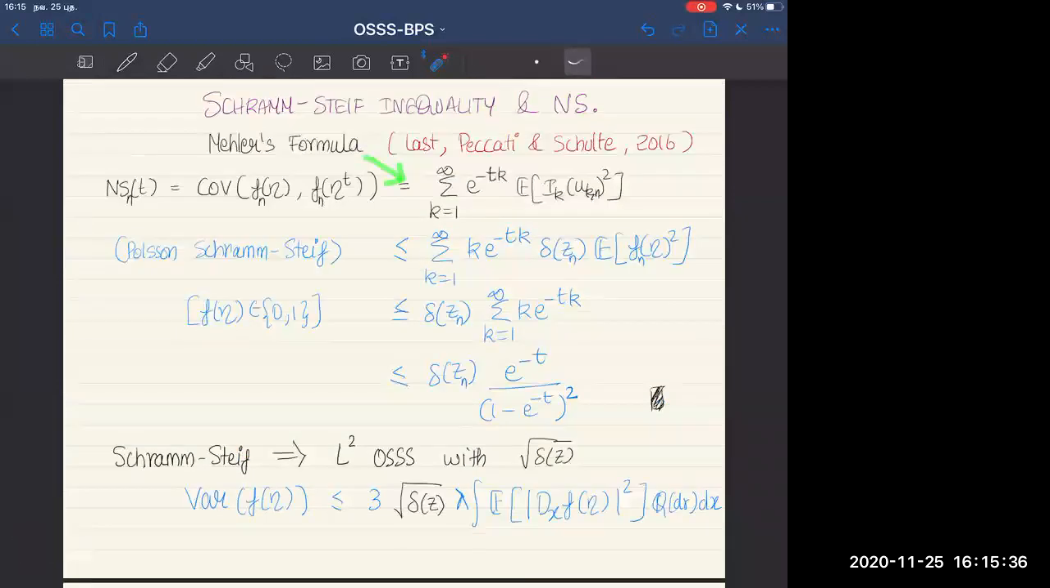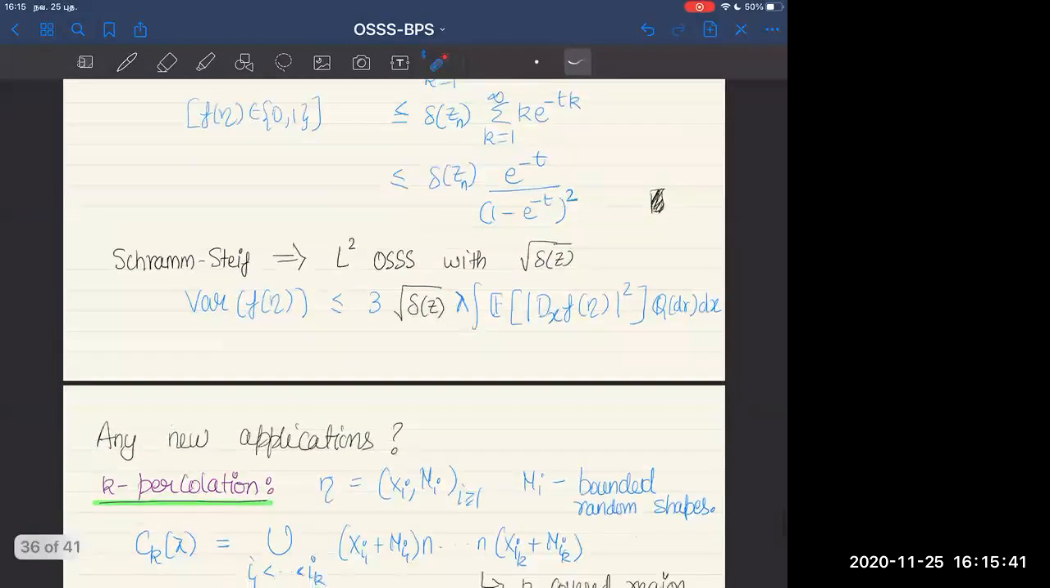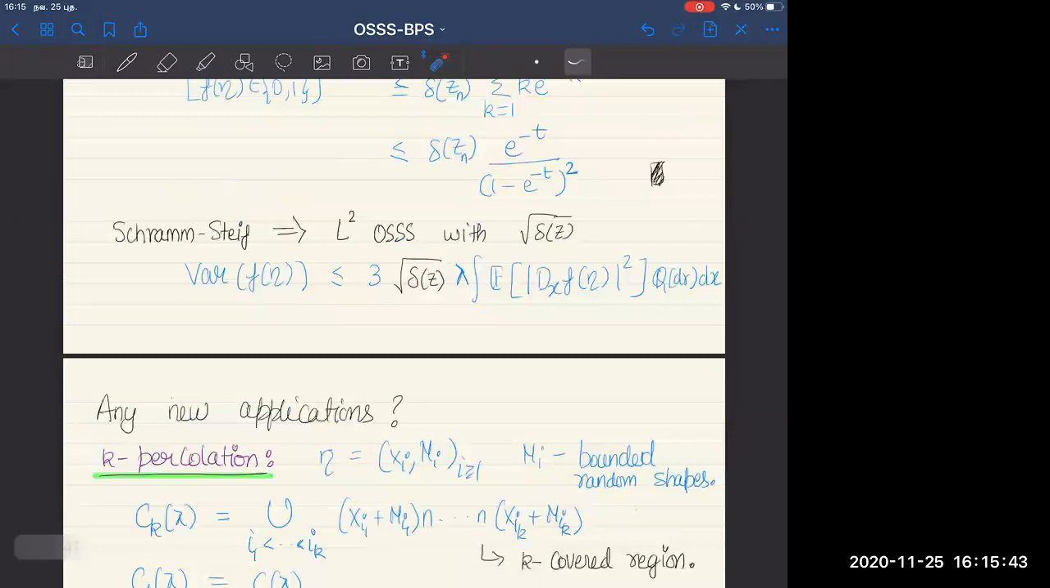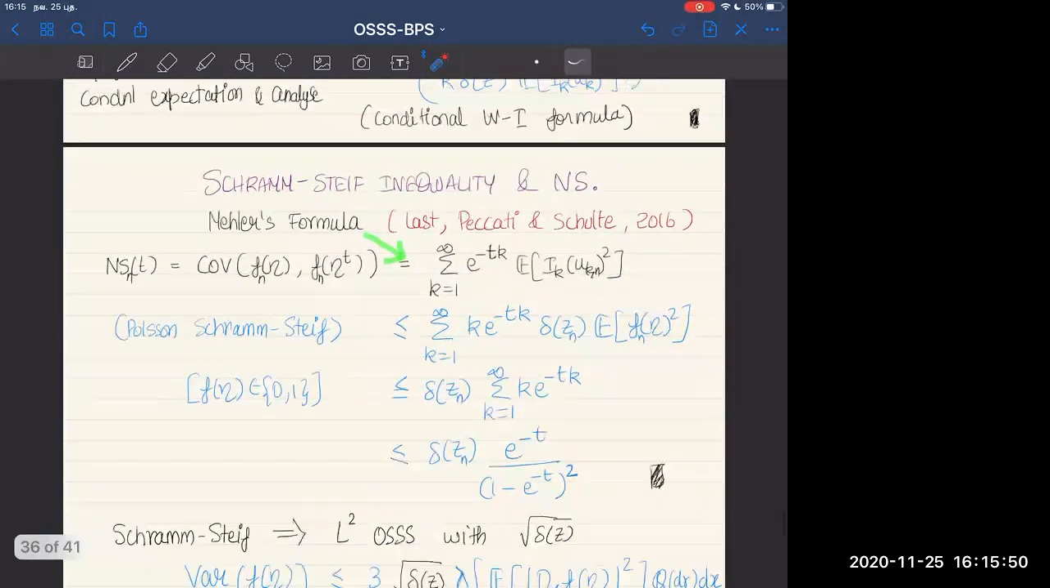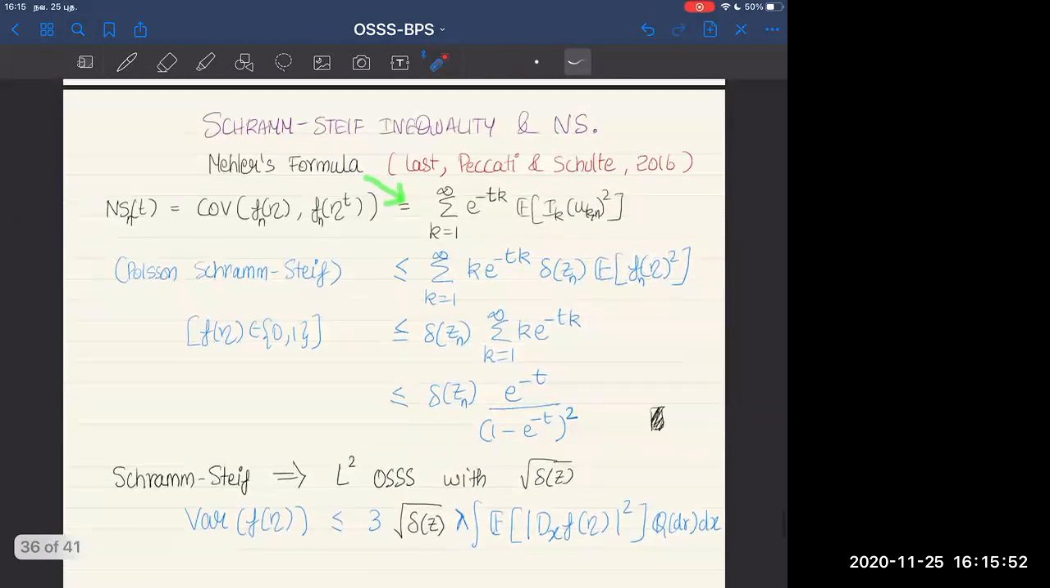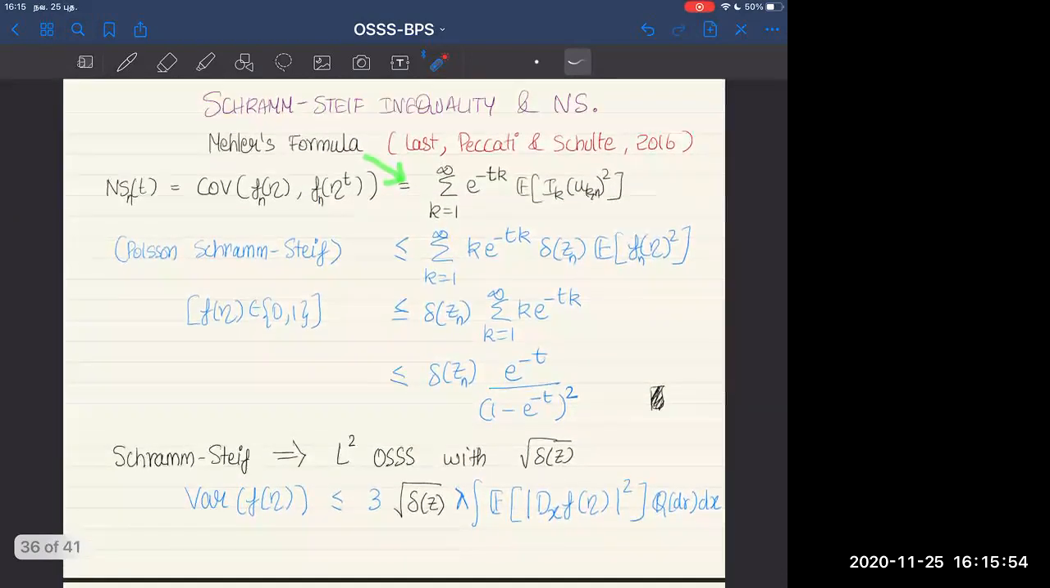I'll use the last few minutes to describe two new applications. Whatever I've told you so far is the application to the Boolean model. Some part is already known, some part we have simplified the proof of, and some is new. The random radii noise sensitivity is new. But what else can you do? Is this just going to go for the Boolean model? Can I do something more?